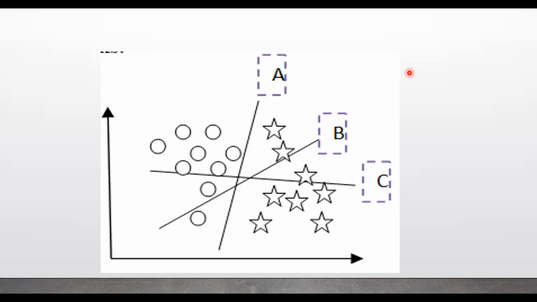Okay, fair enough. Those who said C, why C? Because if you ignore the circles and the stars and see them as points, then you can see the trend line going down. Good observation. The observation is right, but somewhere we are not understanding the trend. Rather, we are trying to understand the two classes. Maximum number: seven circles and three stars.